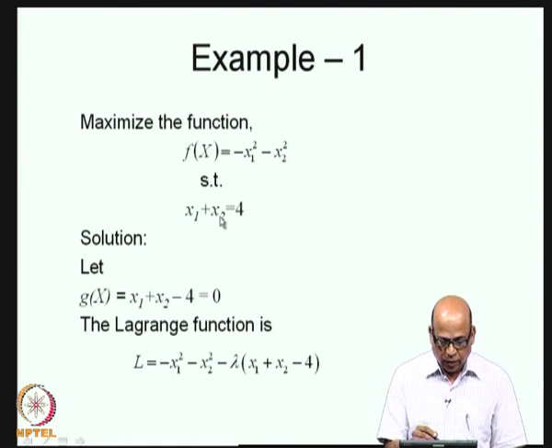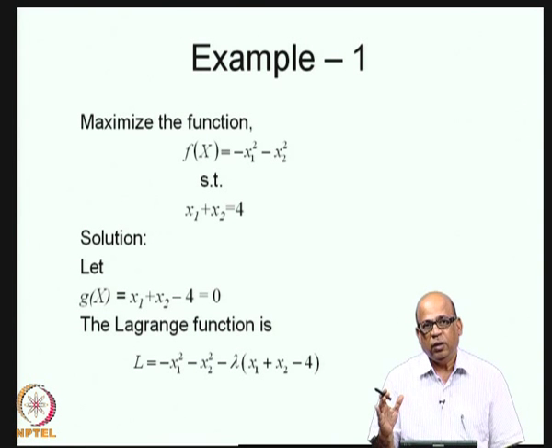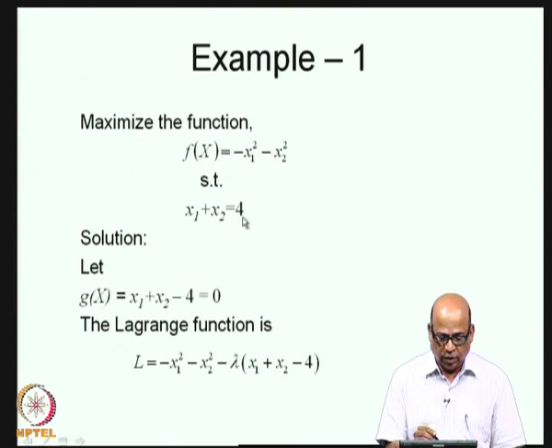So, this has one constraint, and two variables, x1 and x2. x1 plus x2 is equal to 4 is the constraint. First, we express the constraint in the form gj of x equal to 0, which means the right hand side we make it 0. Because there is only one constraint, I write it as g of x is equal to x1 plus x2 minus 4 is equal to 0. So, we are writing g of x is equal to 0.